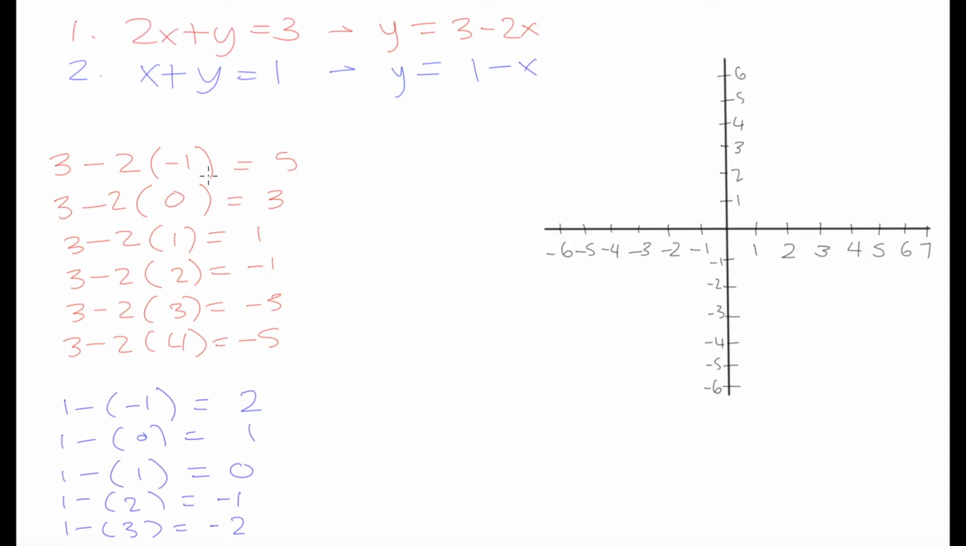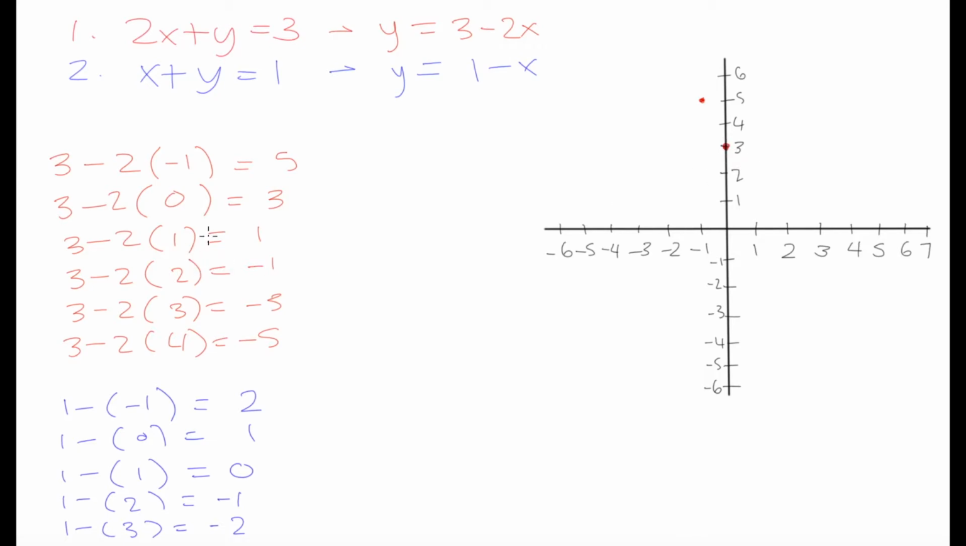So let's start off with our first equation here. Let's plot these values and start to graph them out and see what we get. So we have here that when x is equal to negative 1, our y is equal to 5. So here's negative 1. And here's y is equal to 5. So let's just put a little mark here. Then we have when x is equal to 0, y is equal to 3. So here we have x is equal to 0, and we have y is equal to 3. So we can put a mark here.